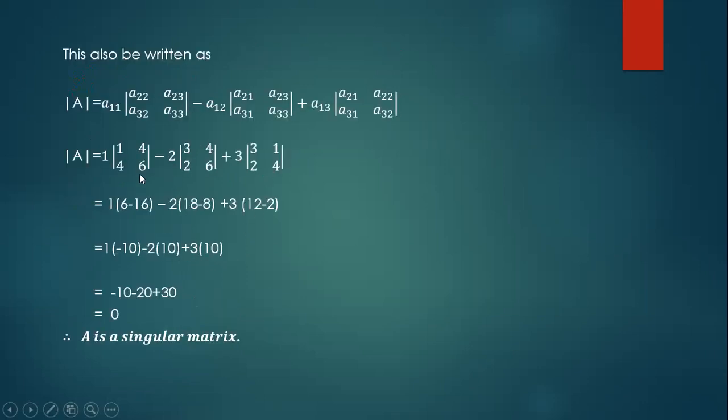Through 4. Then we multiply 1 outside, 1 into 6 is 6, minus 4 into 4 minus 16, minus 2 outside, 3 into 6 18, 2 into 4 minus 8, 3 into 4 12, minus 2 into 1 2. Then 6 minus 16 is minus 10, 18 minus 8 is 10, 12 minus 2 is 10. So we simplify, we get 0.